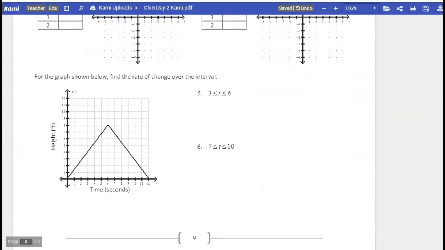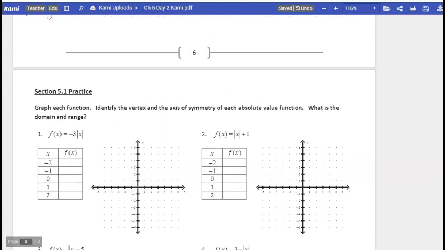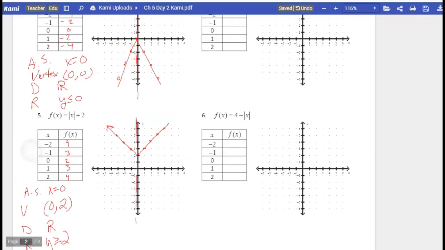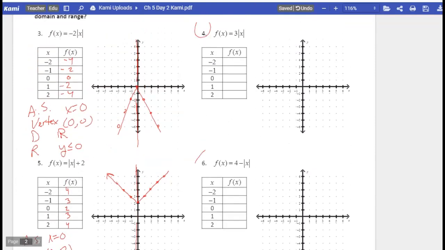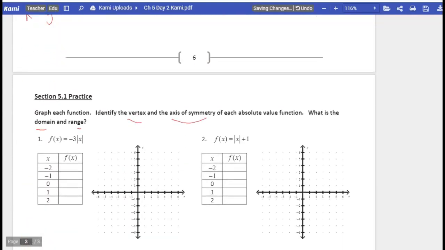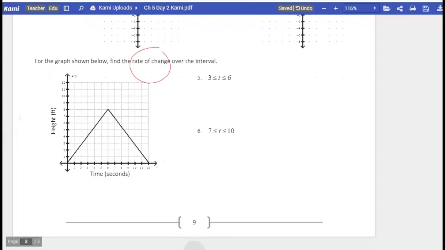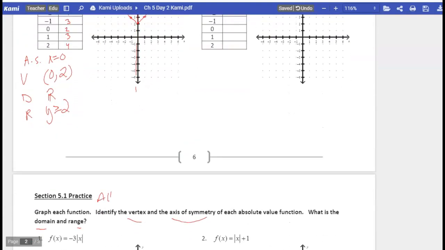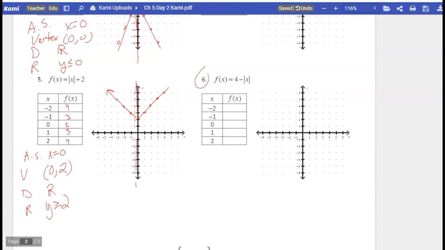Okay? Your job is to finish up. I think you can tackle 5 and 6 without me explaining it. It's just asking for the rate of change. But you'll notice that all of these are asking vertex, axis of symmetry, domain, range. So just continue this on. Use Desmos to make it go pretty quick. So obviously you got to finish these, and then all of this page as well, which is page 9. So your upload will have pages 5, 6, and 9. Have a good day.